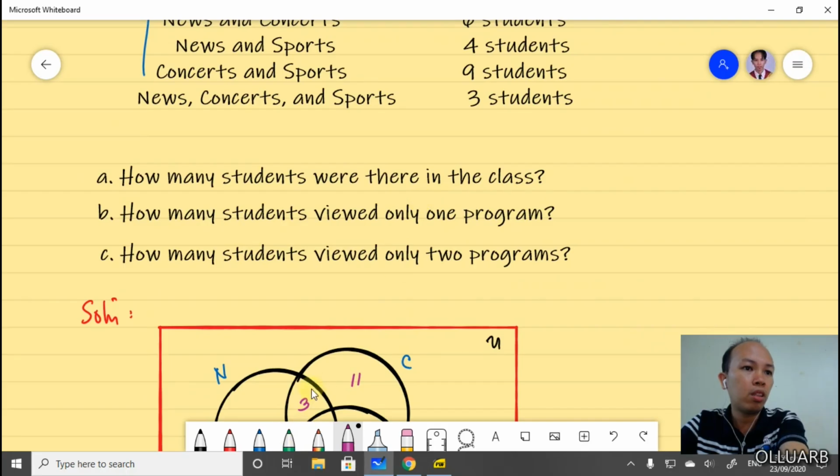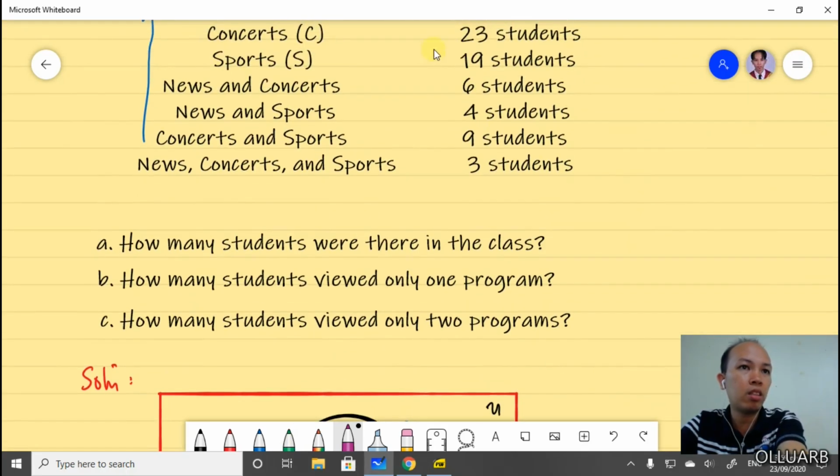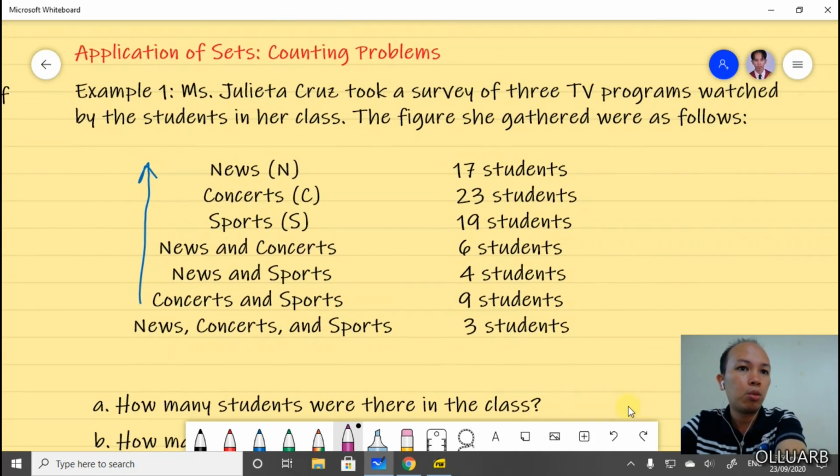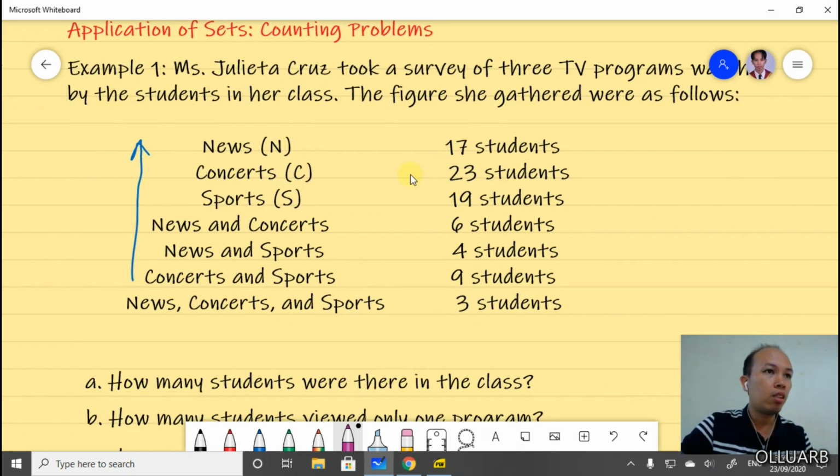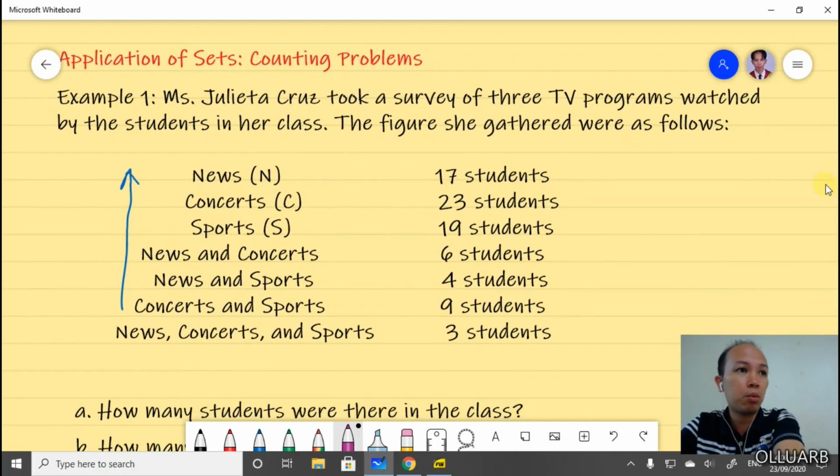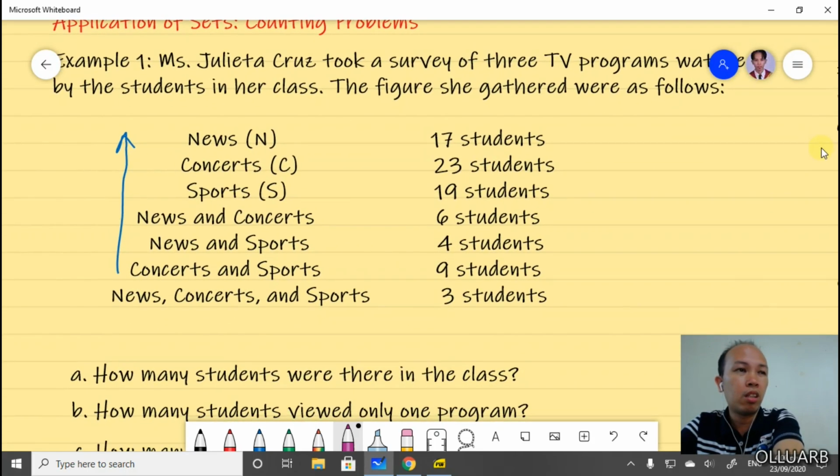to add all the numbers in this set, not these numbers. And also, just before trying to answer letter A, just read again the problem. If there are problems that they put here the number of students in the class. Okay, so for example, Ms. Julieta took a survey of the programs watched by the students in her class, by the 100 students or by the 500 students.